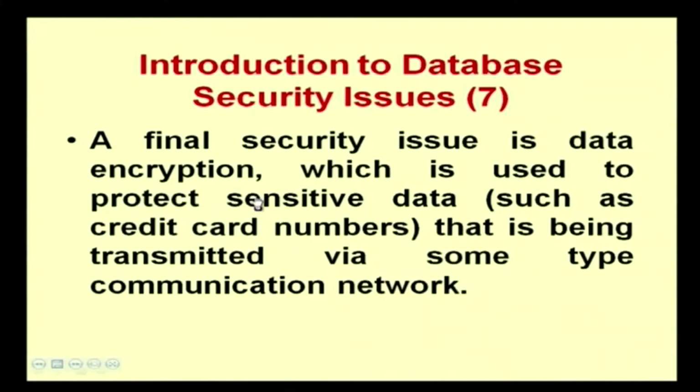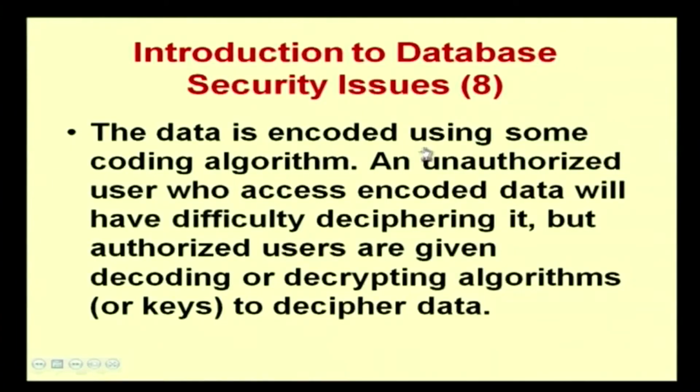The final security issue is data encryption, which is used to protect sensitive data, for example, credit card numbers that are being transmitted via some type of communication network, but the credit card number is also available in the database management system. It is responsible to ensure the security of that sensitive data by doing some encryption. So, the data is encoded using some coding algorithm. An unauthorized user who accesses this encoded data will have difficulty deciphering it, but authorized users are given the decoding or decrypting algorithms or the keys associated with this algorithm to decipher the data. In general computer networks you have studied security, and the same is true here.